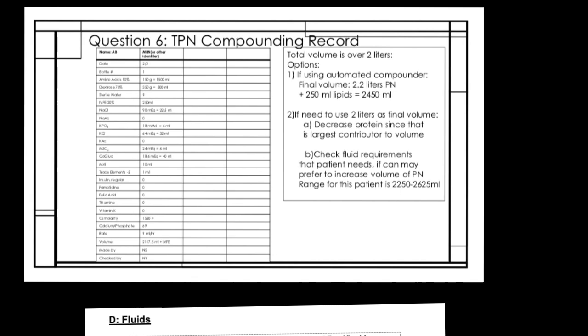Here's this last one. I just wanted to show you this because you have 2.2 liters of parenteral nutrition plus your 250 milliliter lipids, which gives you a total volume of 2,450 milliliters. Basically, I wanted to show you how you get the volume range for this patient.